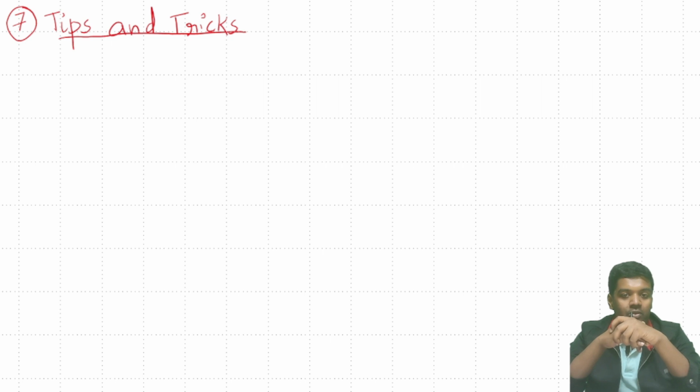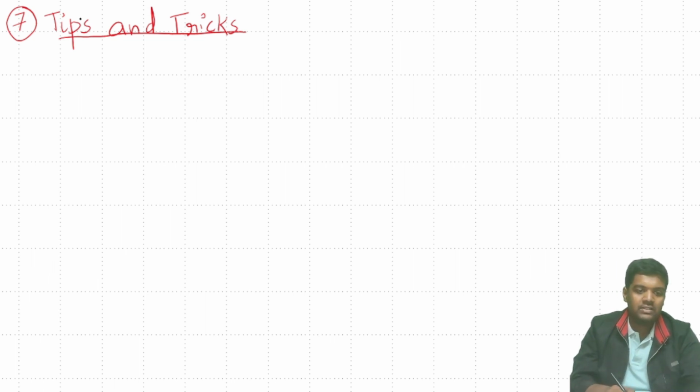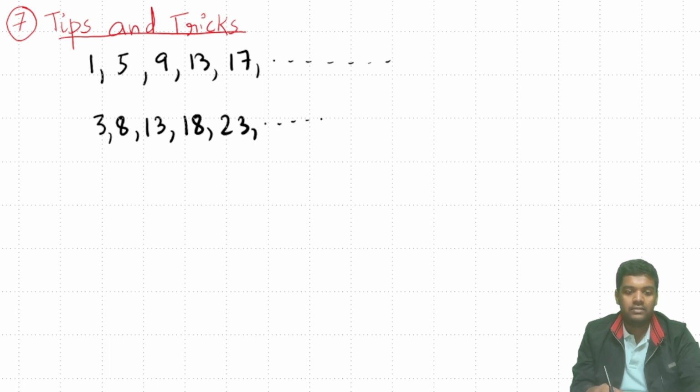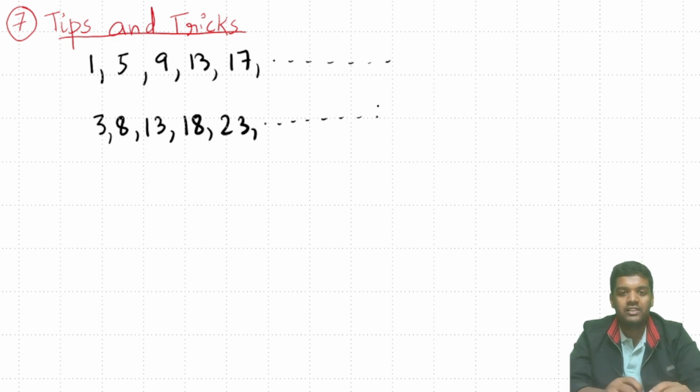Right. This is one of the most important tricks which I used while solving mocks as well as in my examination. Also, there is one good concept, a question of this type comes in CAT, which I want to share with you guys. Let's say we are given two series. The first series is 1, 5, 9, 13, 17 and so on, and the second series is 3, 8, 13, 18, 23 and so on. Now we are asked to find the common terms between these two series.